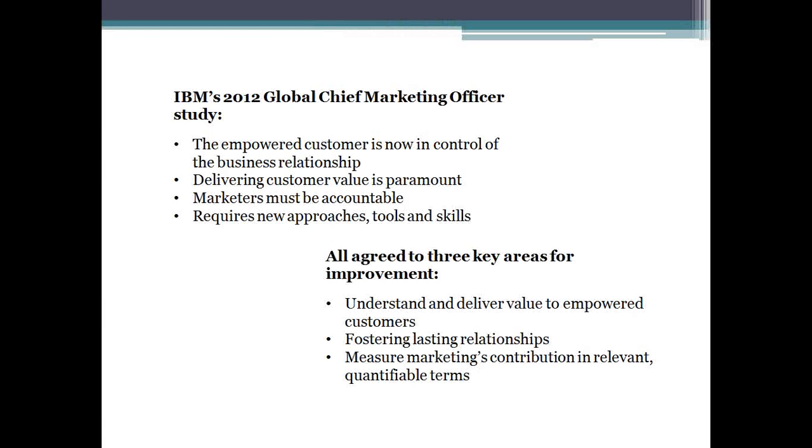And of course, they need to be able to measure marketing's contribution in relevant, quantifiable terms. In other words, what are the metrics and what is the math behind all of what we're doing to see if what we are doing is working.